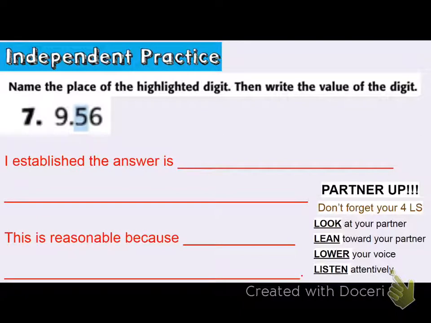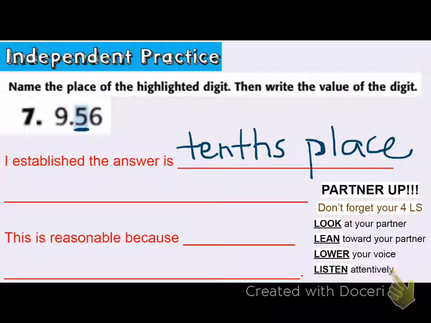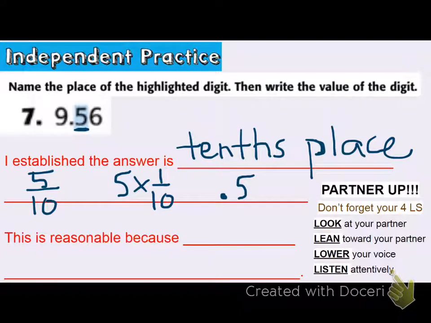Number 7, name the place of the highlighted digit, then write the value of the digit. Well, I can see the 5 again is on the right, and it's now in the tenths place. I need to make sure to have that THS showing that it's less than 1. To show the value of the 5, I can write 5 over 10, or 5/10. I could also write it as 5 times 1/10, or 5/10, or as a decimal, 5/10. All are the same value. I know it's reasonable because the 5 is in fact in the tenths place.